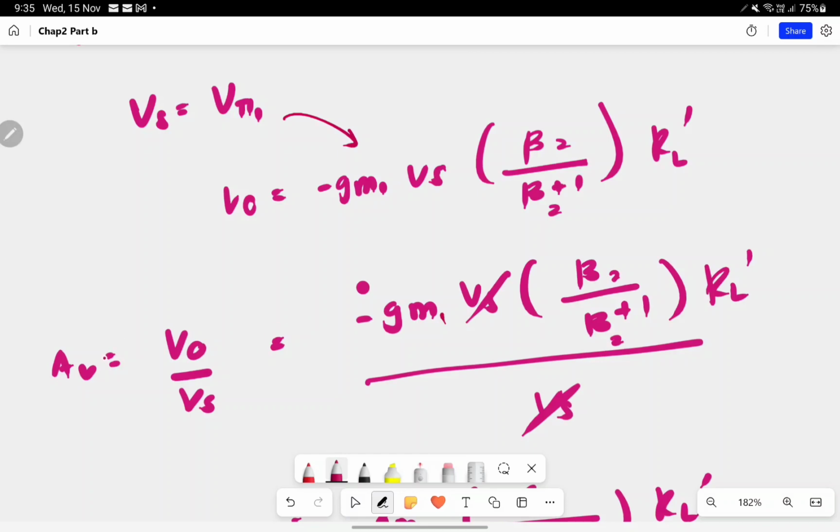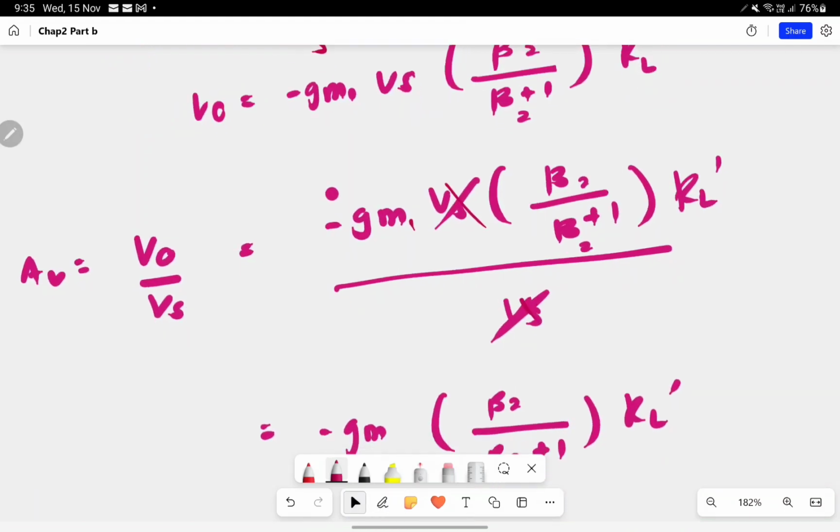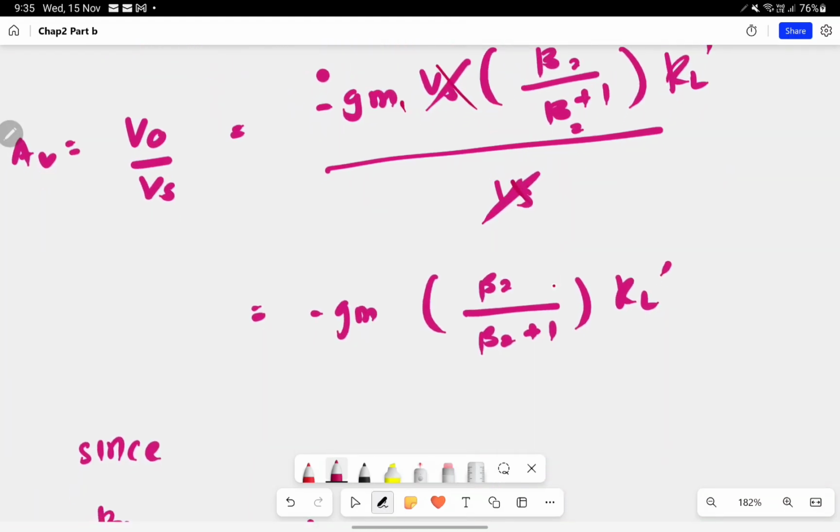After that we need to find the Av. So Av equals Vout over Vs. The equation becomes minus gm1 Vs times (beta 2 over beta 2 plus 1) times RL prime, over Vs. So the two Vs we can cancel, and the final equation becomes minus gm beta 2 over beta 2 plus 1 times RL prime.